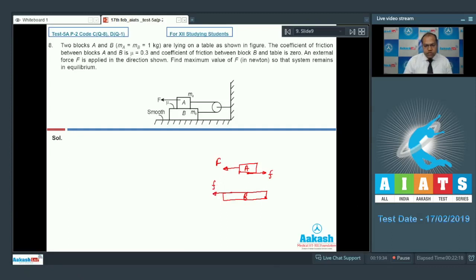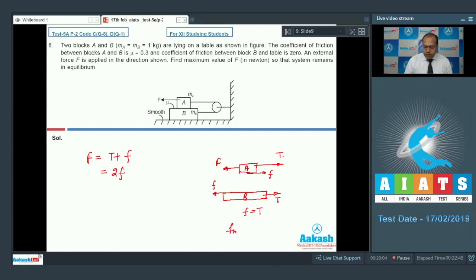The block B will try to move over the horizontal surface. So tension T will come in the string away from the body. As the tension comes in the string, this T will also act at this point. So at equilibrium, we can say that for B, the value of f is equal to T, and for A, we can say that the value of capital F is equal to T plus f. So this can be further written as 2 times f.